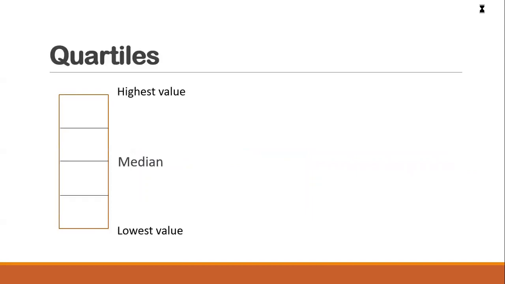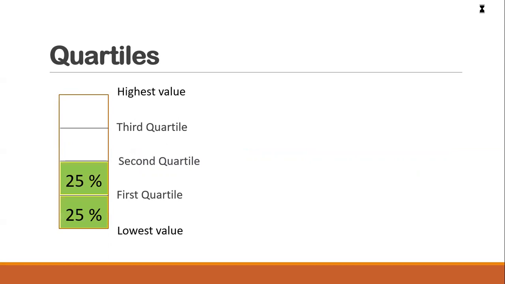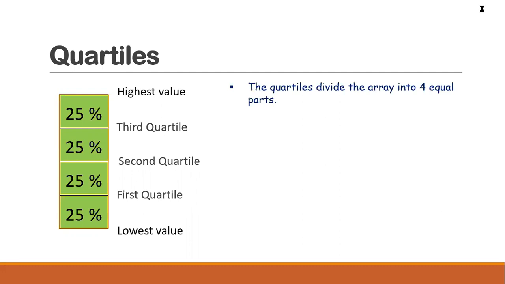When the array is divided into 4 equal parts, the divisions would be called quartiles. So we have the first quartile, the second quartile, and the third quartile. So each portion will show 25% of the data set. Again, the quartiles divide the array into 4 equal parts.